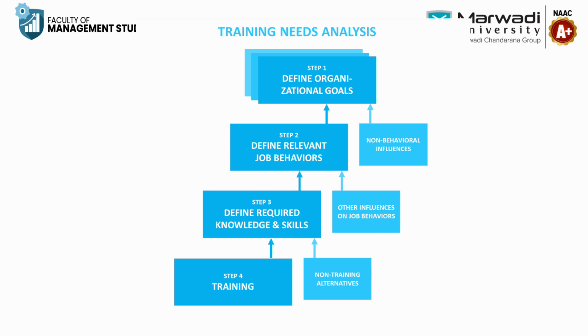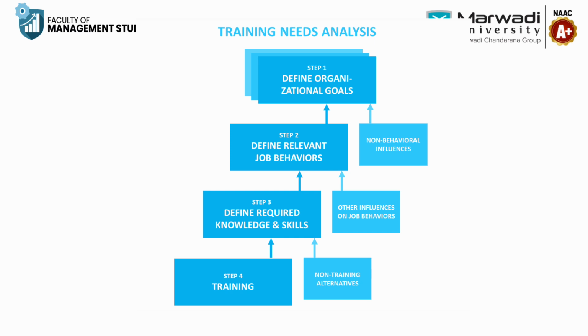Then define required knowledge and skills. After defining the relevant job behavior, now you define the required knowledge and skills, right? And there are other arrows also that you can just see. And then finally you can plan the training, because you've already defined what is needed. Then you train.